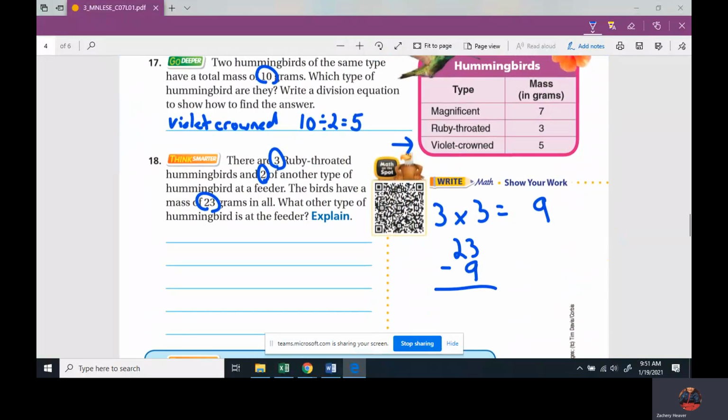Nope. Aubrey? 14. She's on fire. 3 minus 9 can't do. Go over, borrow. So now becomes 13 minus 9, which makes 4. 1 minus 0 is 1. So now look, there's 14 grams left, and we know there's going to be 2 other hummingbirds there because there's 5 total. What 2 other birds are they? What type are they? What's 14 divided by 2, Adelie?